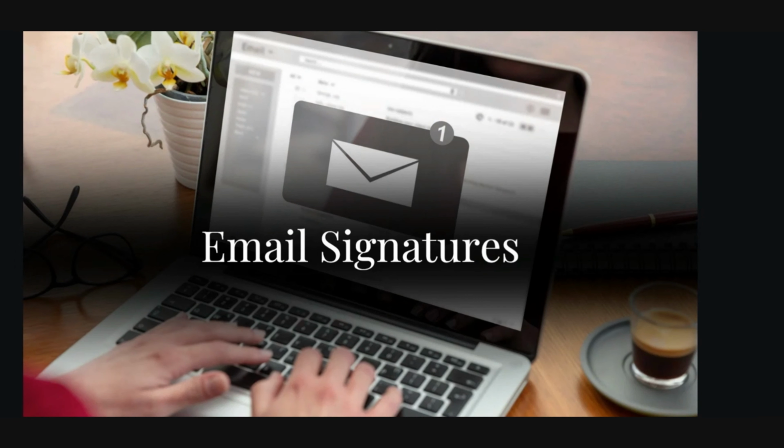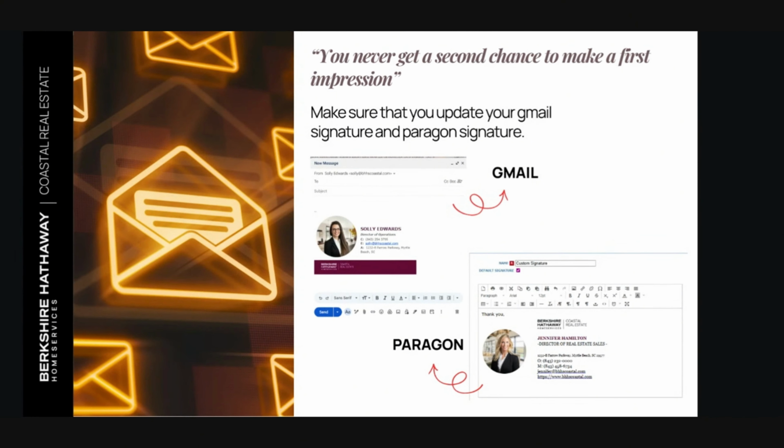Email signatures. You never get a second chance to make a first impression, and we want to make sure that we're making the best first impression for you. So you have your email signature in Gmail, and then you also have a Paragon email signature. If you don't have a Paragon email signature that looks like you and looks like Berkshire Hathaway Professional, get with us so that we can add that to your profile, so that when you're sending things out through the Collab Center or emails through Paragon, it looks as professional as any other marketing that we send to them or any emails that you're sending to them.